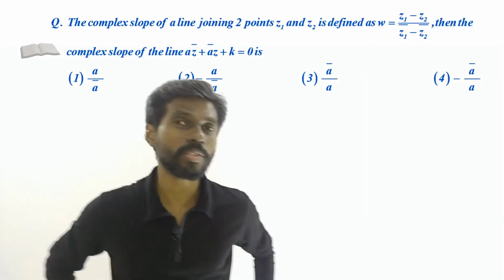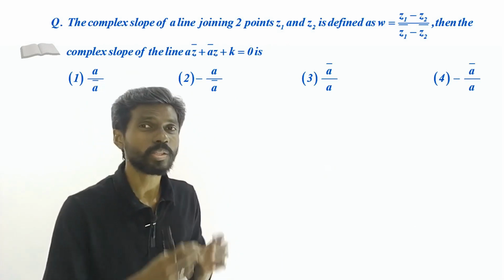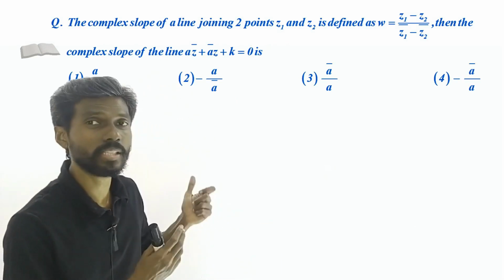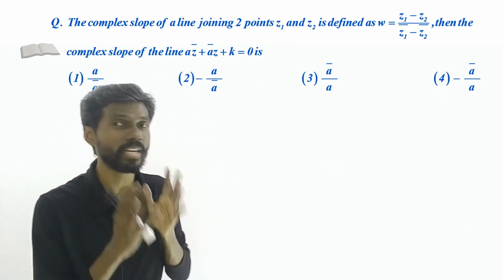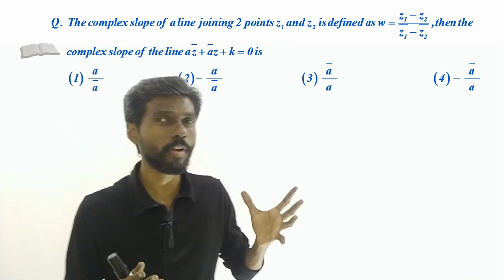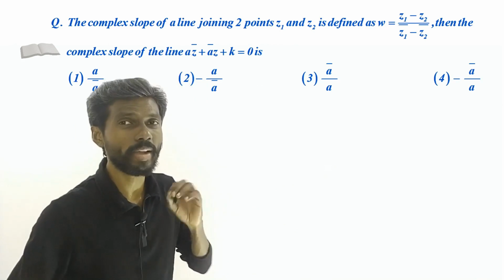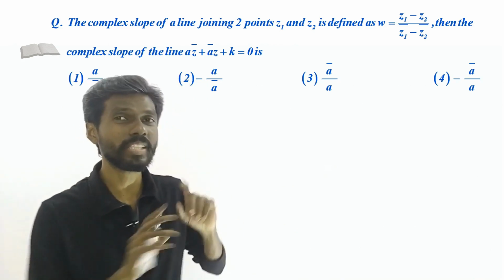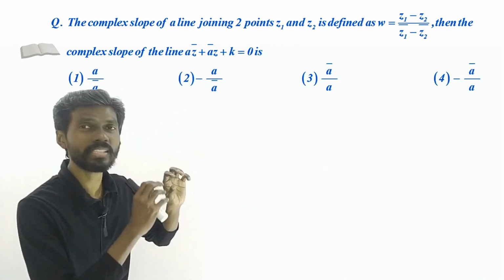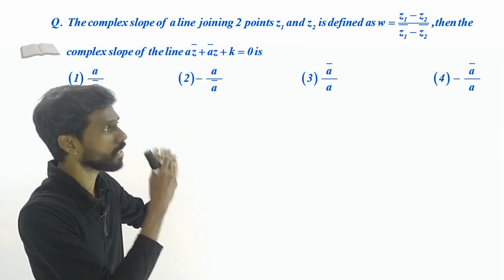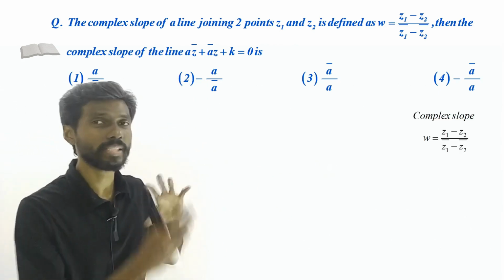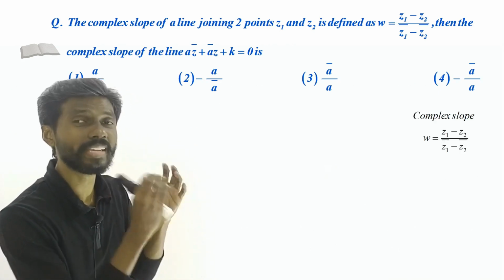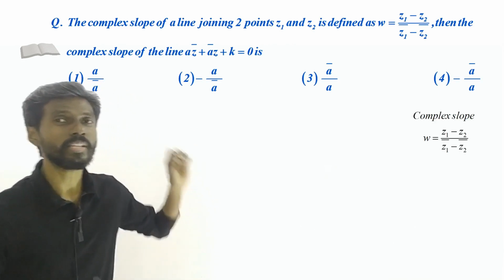Here a straight line passes through 2 points z1 and z2. The slope of this straight line is defined as this complex slope. It is not the real slope, right? Tan theta, that is the slope of the straight line. Or if 2 points are known, we have the formula y2 minus y1 by x2 minus x1. So that is different. This has nothing to do with that. So this is defined as a complex slope, which is given by this expression z2 minus z1 by z1 bar minus z2 bar. So this is defined as the complex slope of the straight line.